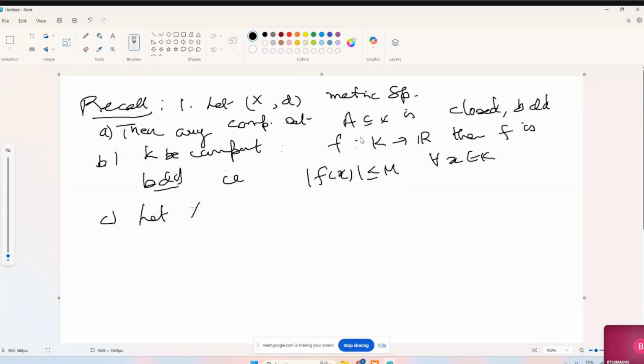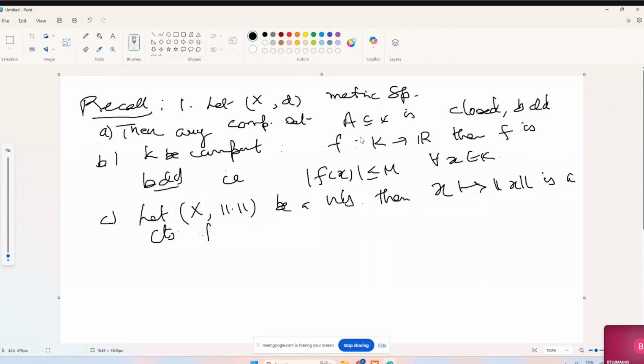Third property: let X with a norm be a normed linear space. Then x going to norm of x is a continuous function. Halfway I did this part. It's a continuous function.